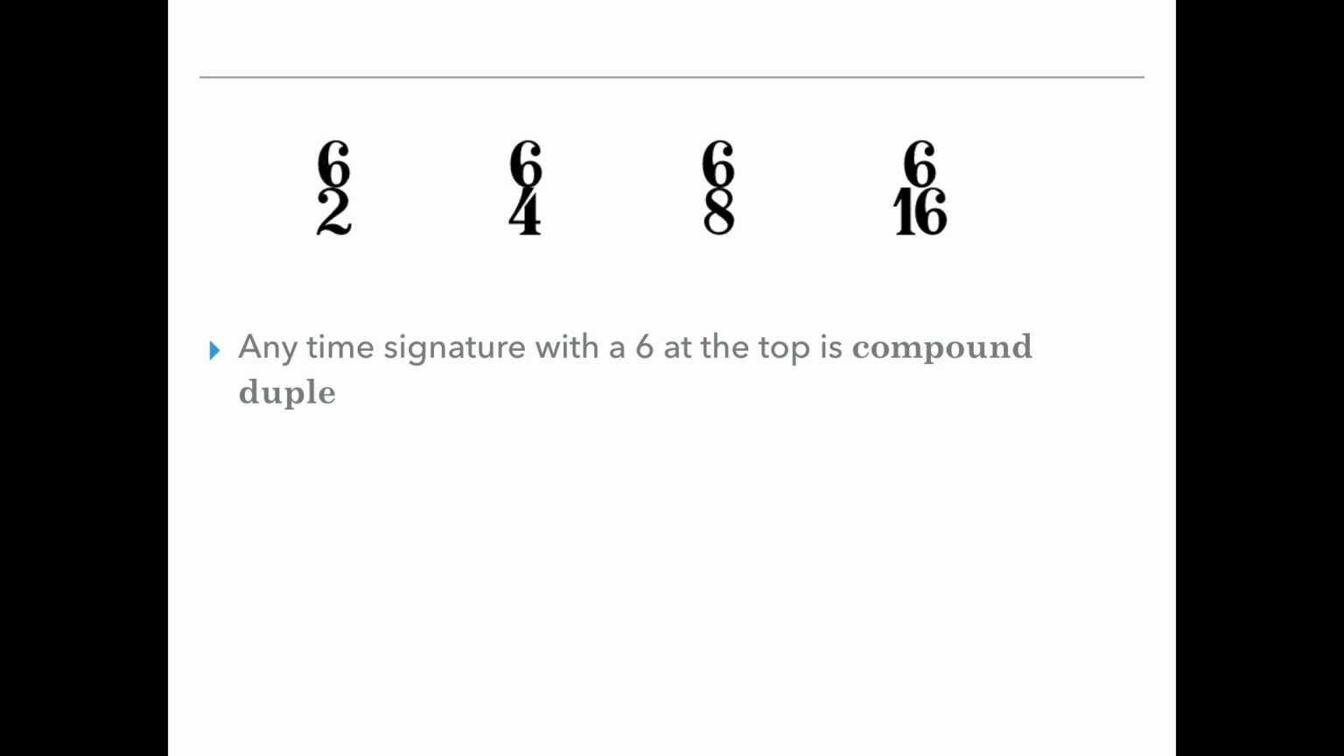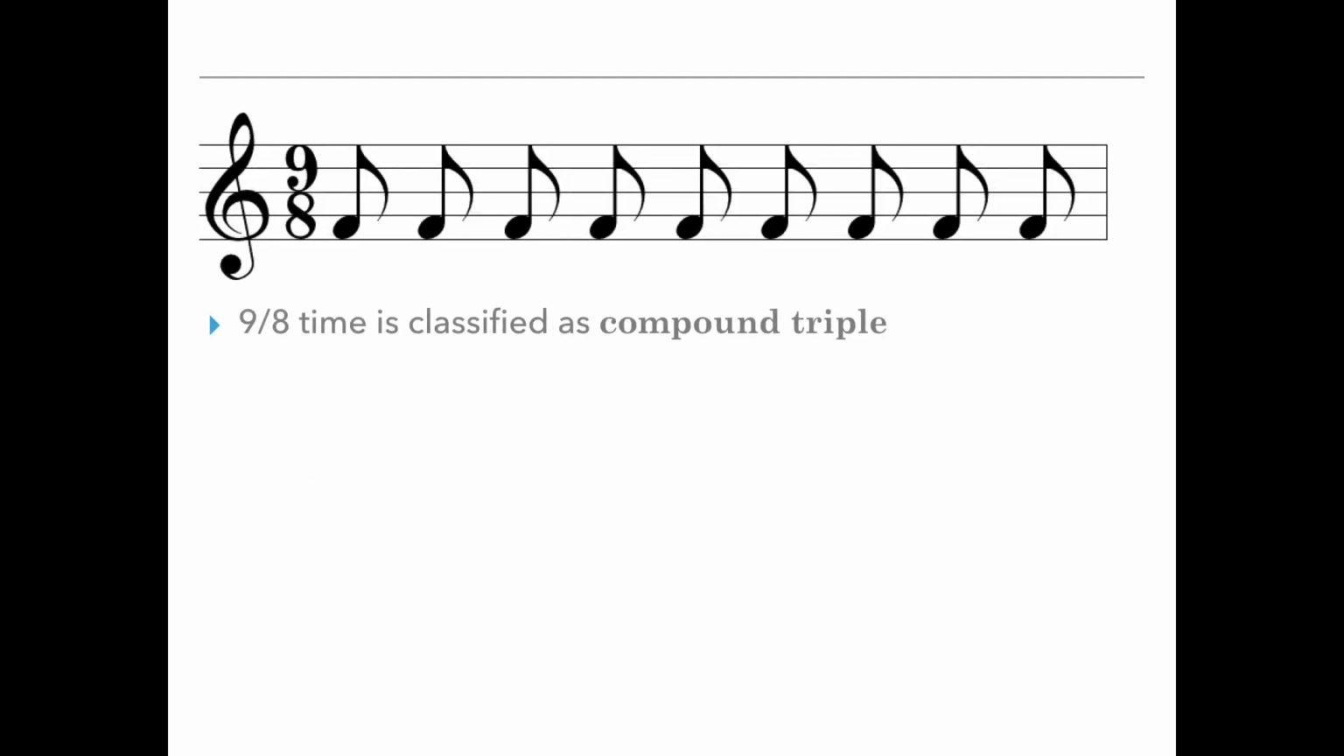Any time signature with a 6 at the top is compound duple. So compound time, 6/2 is 6 minim beats, 6/4, 6 crotchet beats, 6/8, 6 quaver beats, 6/16, which is 6 semiquaver beats. But all of them can be subdivided into 3. Each beat subdivided into 3, there you go. So 6/8 and 6/4 are the most common.